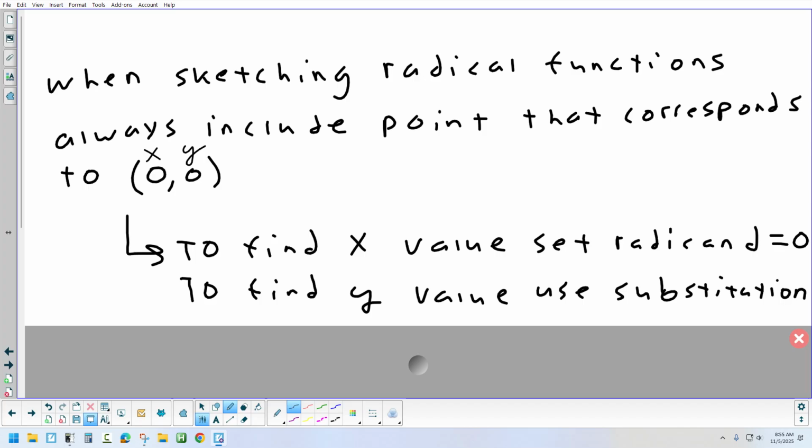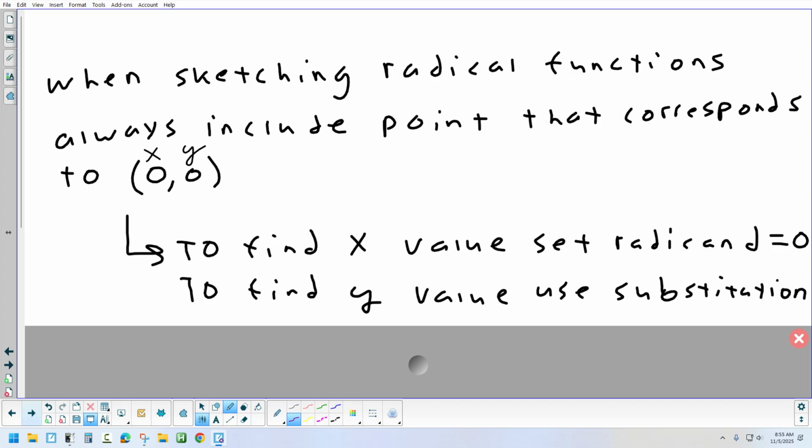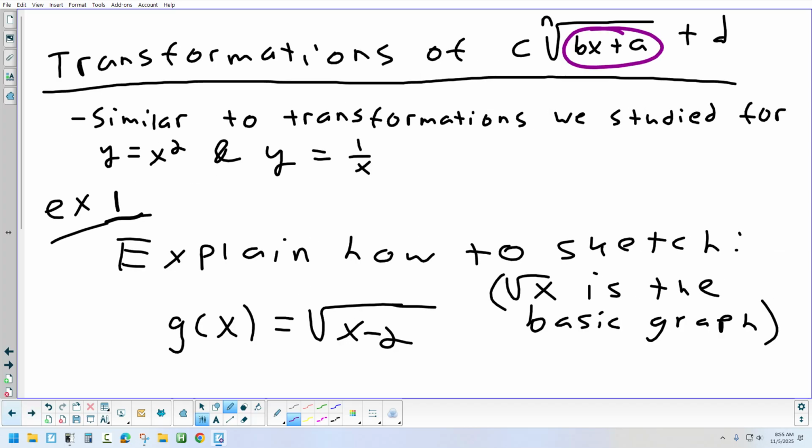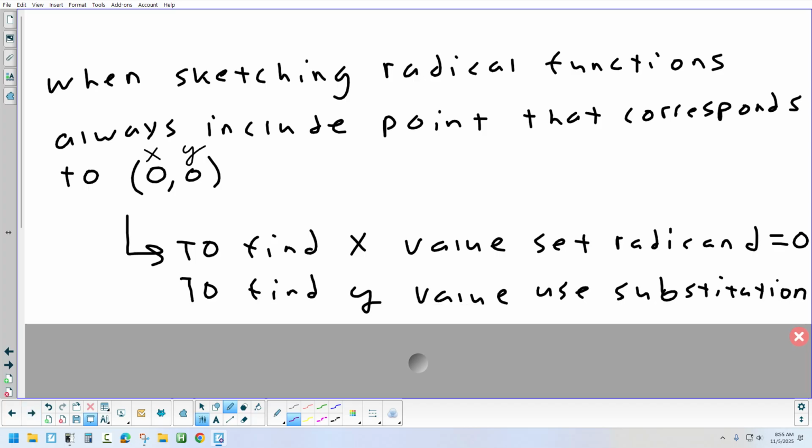To find the new x value of your point that was at the origin, you're going to set the radicand equal to 0 and solve. Can someone remind me from yesterday, what's the radicand? Yeah, it's the thing that's under the radical. So when you're talking about the radicand, we're looking at this. That's the radicand. So set what I just circled equal to 0 and solve. That will give you the new x value of this point.